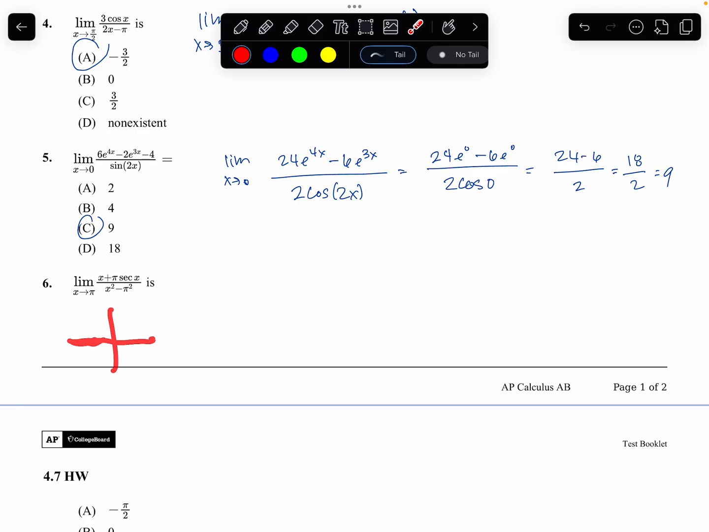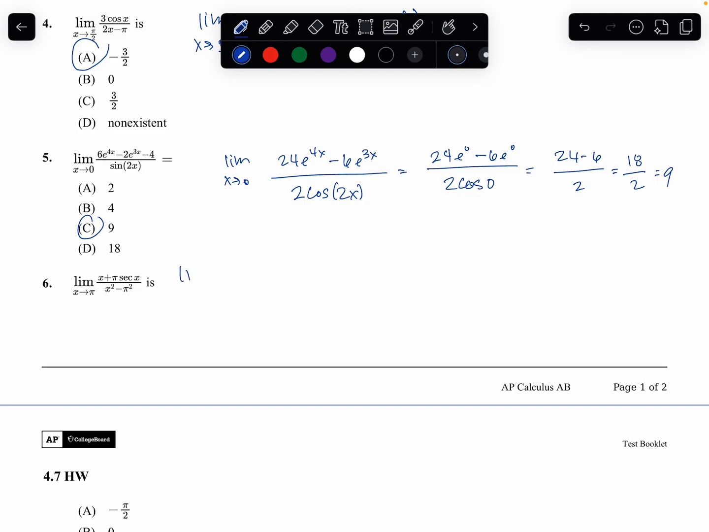at pi, yeah, so pi would be over here, and so if I plug in pi here, secant will be negative 1. So this is going to be negative 1, and if I plug in pi here, that's going to be 0, because pi plus pi times negative 1, so pi minus pi will be 0. And if I plug in pi here, I get pi squared minus pi squared, which is 0.